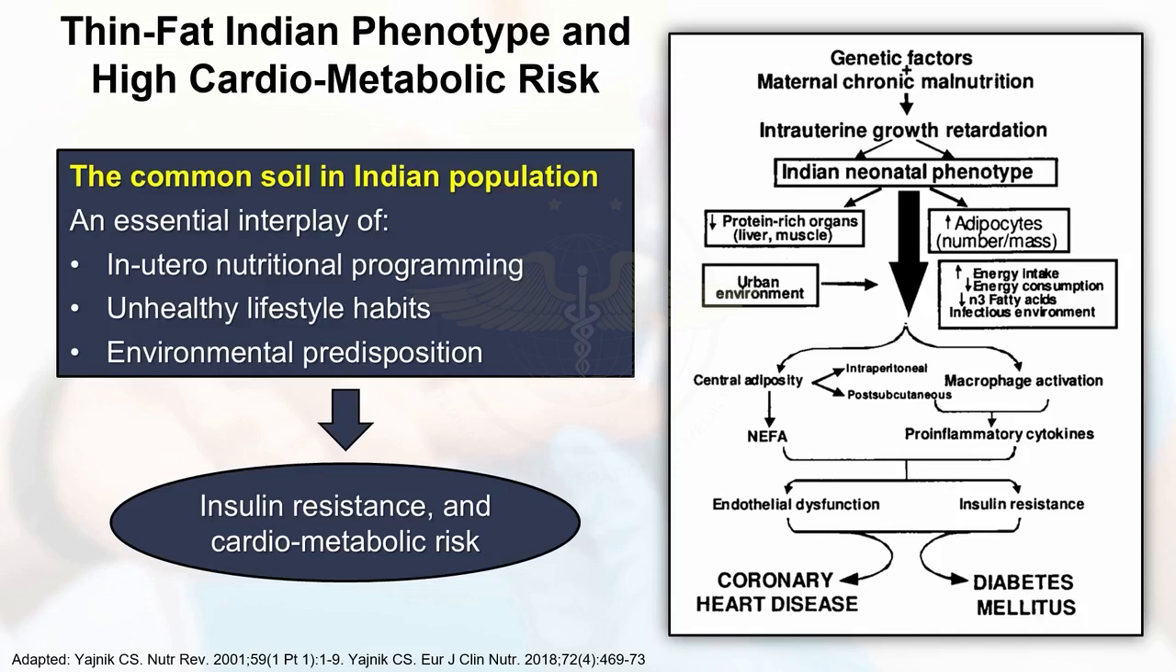And you can see this in a CT scan. Why does this happen? This is known as the fetal origin of adult disease. Very interesting. What happens is there is maternal chronic malnutrition. So let's discuss a rural woman. She has chronic malnutrition. The fetus suffers from growth retardation. Now, once there is growth retardation and the fetus is born, what does this fetus have? He has decreased protein-rich organs, the liver and the muscle, but he has increased adipocytes.